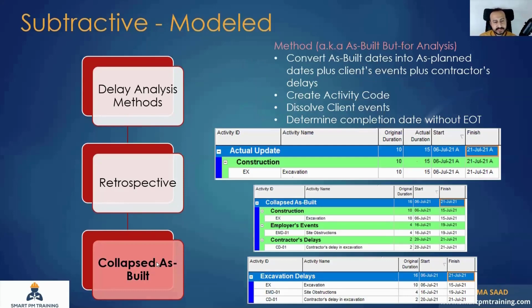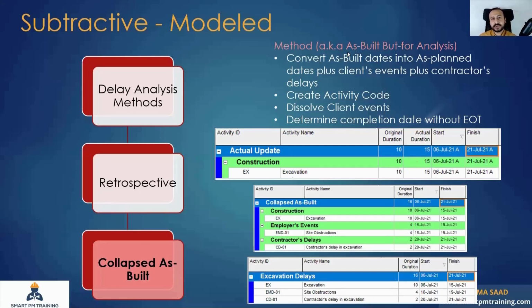The collapsed as-built is subtractive. It's modeled, so you have to add additional activities to represent the employer's risk event, and also, as a subtractive method, you have to remove activities to have your evaluation. So this method's very common description is as-built but for analysis.